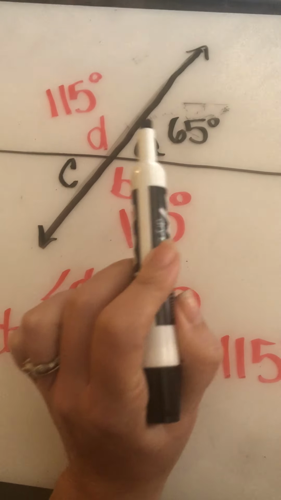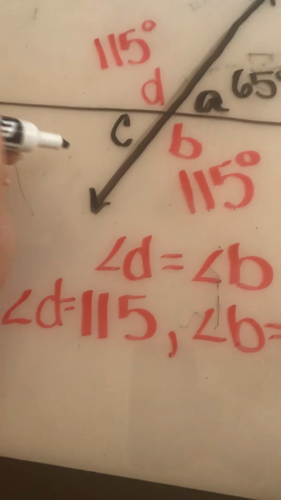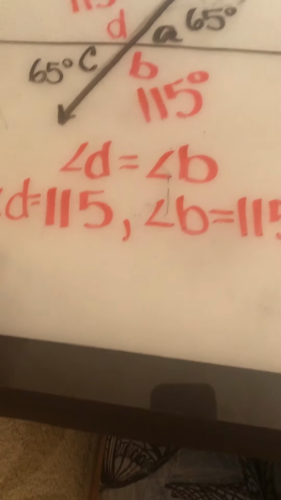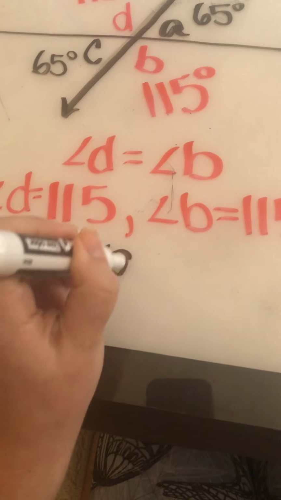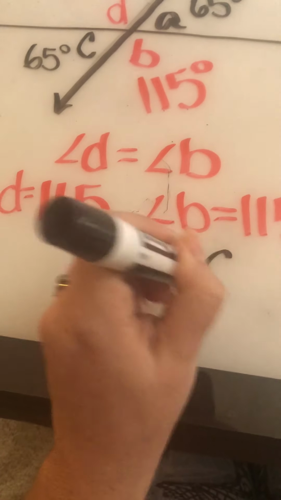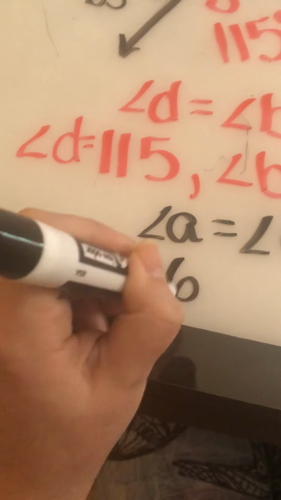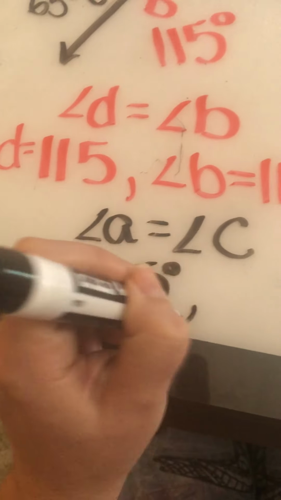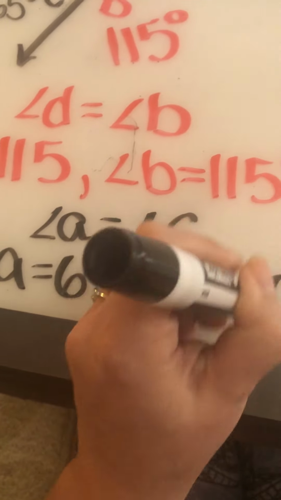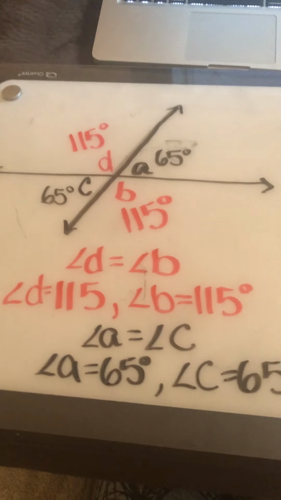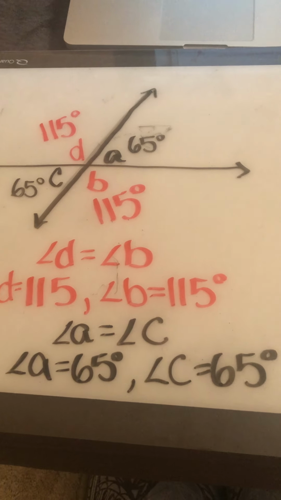The angle that is opposite it, which would be C. So C would also be 65 degrees, okay? So we would say angle A is equal to angle C. So if angle A equals 65 degrees, then angle C also equals 65 degrees. Okay, that's pretty much all vertical angles are.